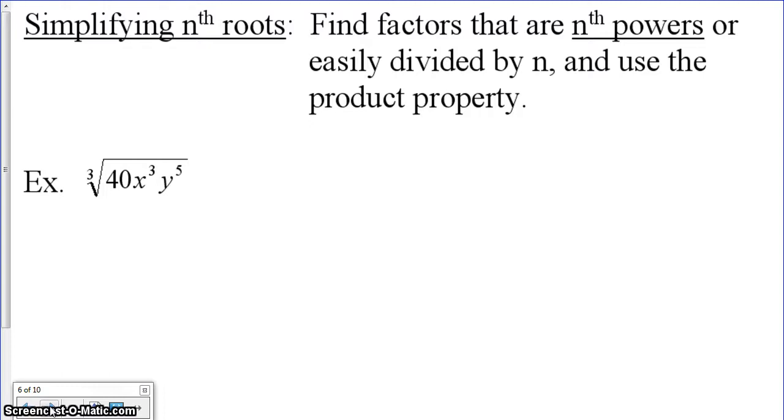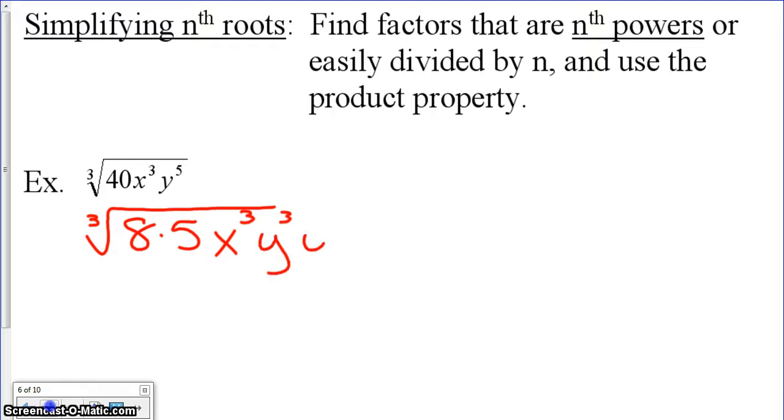Simplifying nth roots, we're going to find factors that are nth powers or easily divisible by n and use the product property. So if I have a cube root, first of all, I need to find a perfect cube factor of 40. So doing that, I'm going to simplify 40 into 8 times 5 because 8 is a perfect cube factor. Then I want my exponents on my variables to also be divisible by 3. So x cubed works. I need to separate y to the 5th into y cubed times y squared.